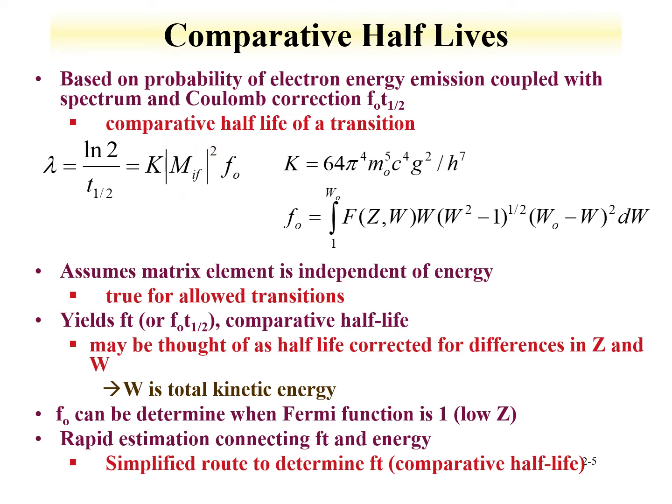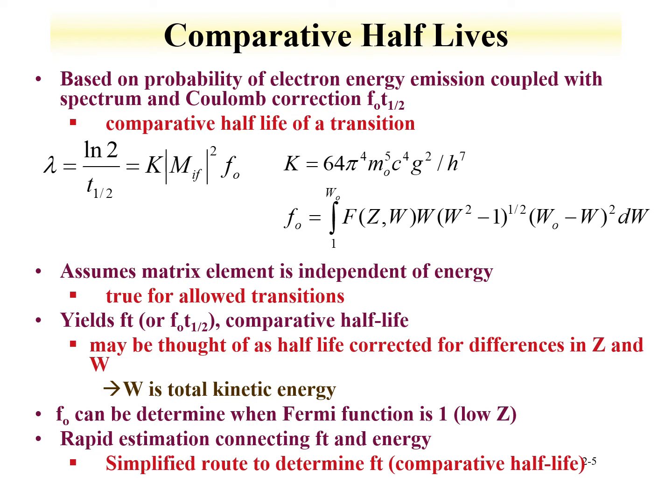Our K term, well, that's a mixture of a number of constants and a Fermi term. And this F0 state is an integration of all the energy states that are possible for this decay. This assumes that the matrix element is independent of energy, because we're not changing it as this energy changes, which is true for allowed transitions, not necessarily true for forbidden transitions.